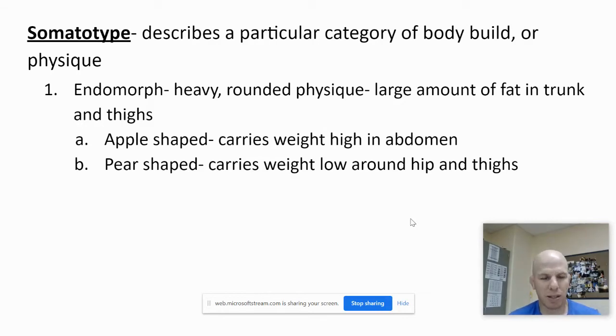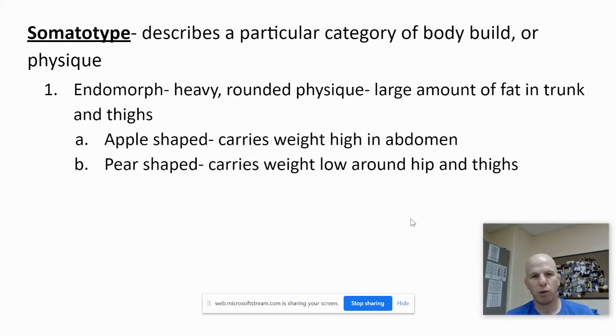Let's talk about the first one. Number one is called an endomorph. An endomorph is a heavier person. They might carry a lot of fat in their trunk or their thighs. Now, when you hear these terms, it's not necessarily saying that one is bad and one is good. It's not saying one is super overweight and one is super skinny and one is super muscular. It's just body build and body type. So, for example, an endomorph could be really, really healthy, but they're a little bit heavier in certain areas. So keep that in mind when you're studying this. All right, so endomorph, little bit more fat in the trunk or the thighs.